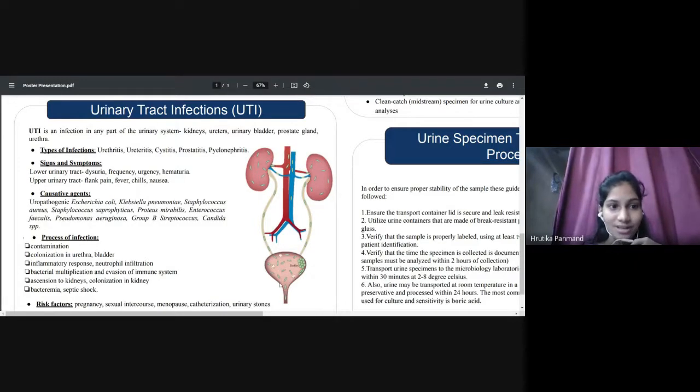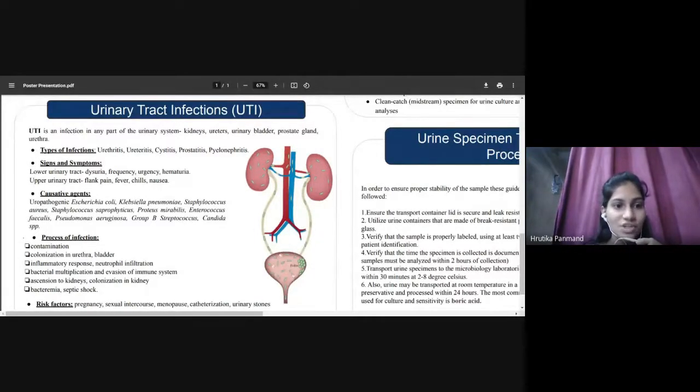LUT, that is lower urinary tract infection, shows symptoms such as dysuria, that is a burning sensation or irritation while urinating. Frequency and urgency, that is a frequent or urgent need to urinate. And hematuria, that is the urine may sometimes appear bloody or it may also show cloudiness and have a bad odor. And upper urinary tract infection shows symptoms such as flank pain, that is lower abdominal pain, high fever, chills and nausea, and also includes dysuria, frequency and urgency.